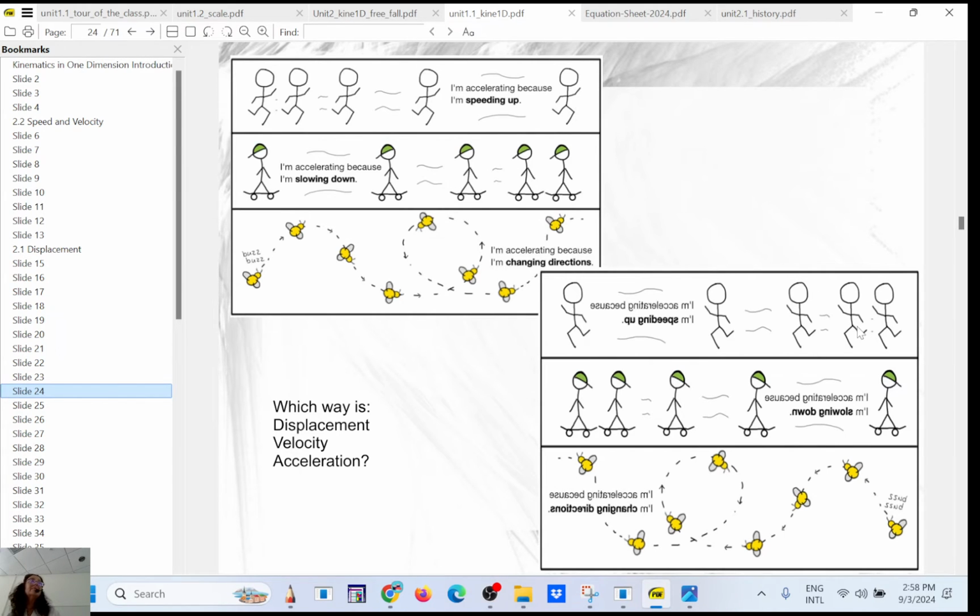Let's look at this one here. Speeding up or slowing down?